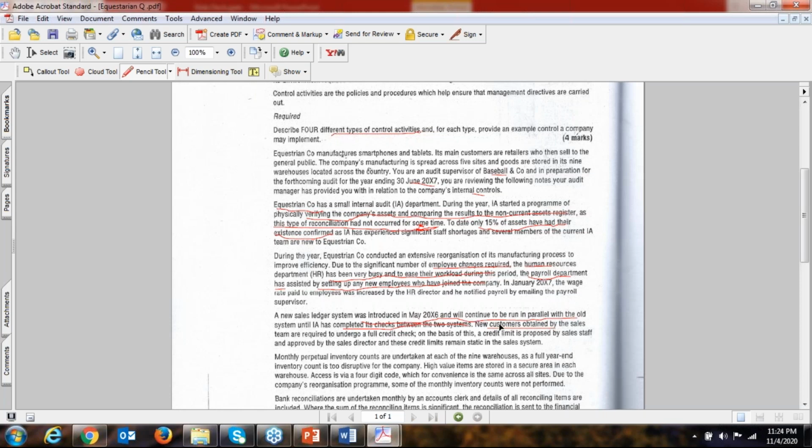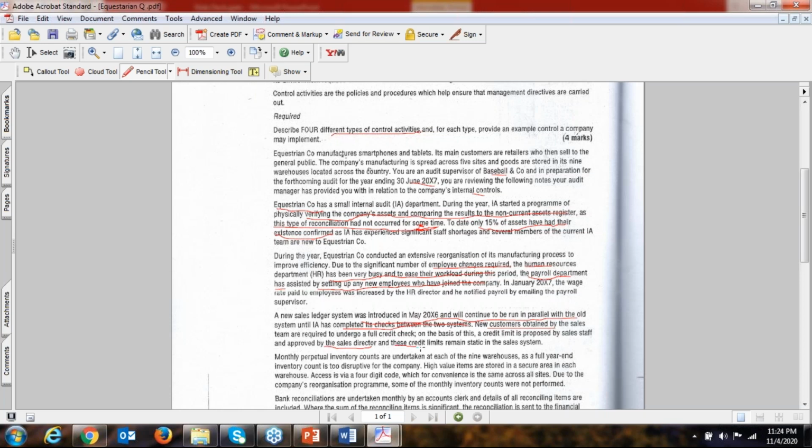New customers, this is the deficiency, because the starting of the sentence will tell you that something is going to happen. New customers obtained by the sales team are required to undergo a full credit check. This is a very good control. On the basis of this, a credit limit is proposed by sales staff and approved by the sales director. Segregation of duties is maintained. Very good system is maintained.